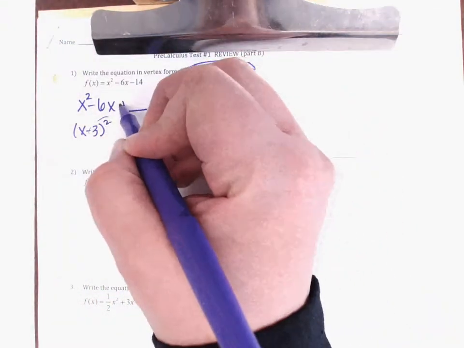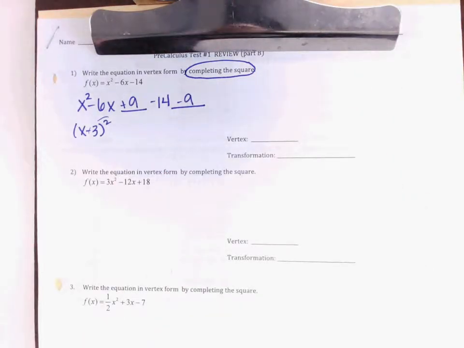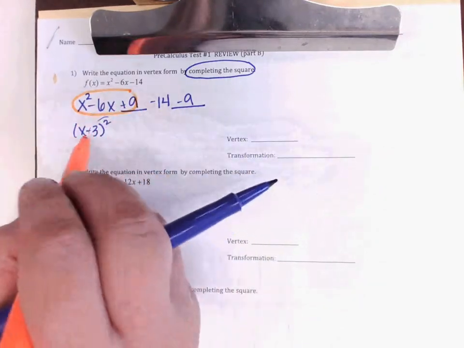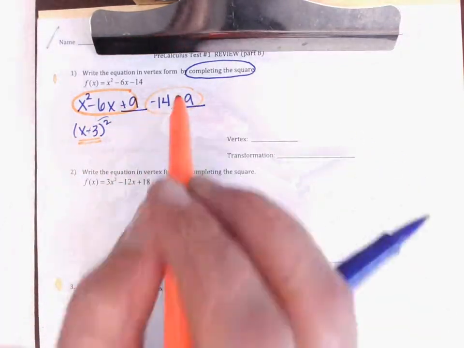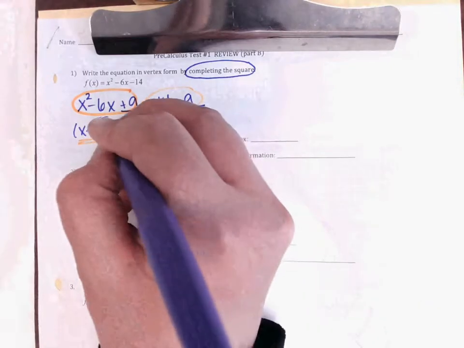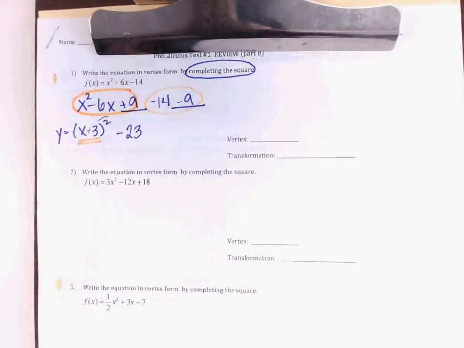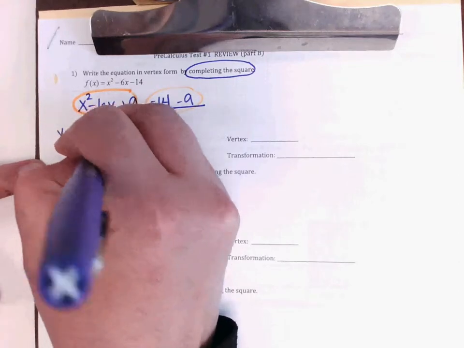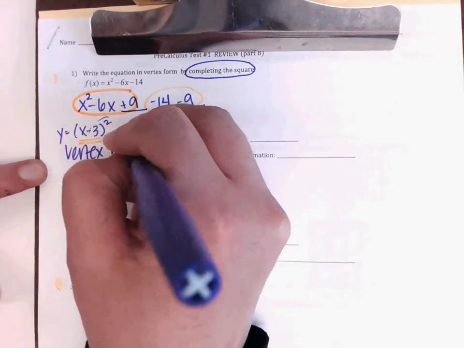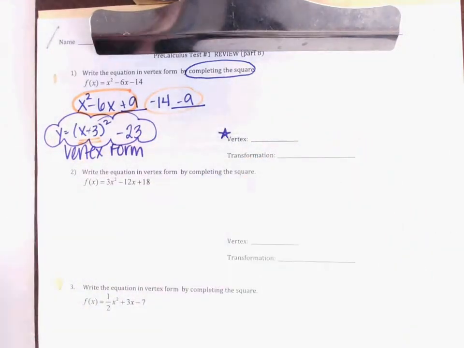3 squared is plus 9 here, minus 9 here. Then remember that all of these guys get grouped together and replaced by this, but these two you have to put together yourself. So if it's minus 14 minus 9 more, how many is that? 23. So this is your equation in what's called vertex form. Now the reason you would want it in vertex form is it makes it very easy to find the vertex.